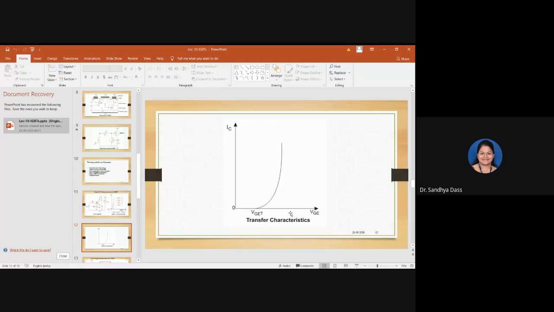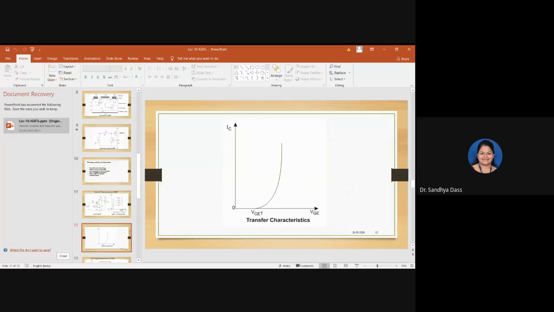Coming to the transfer characteristics. Transfer characteristics means what? Okay, let me ask a particular person. Nima, are you there? What do you mean by transfer? What is transfer characteristics? What do you plot in transfer? The output current and the voltage. Output by input parameter, right? Yes, that is how. Thank you.